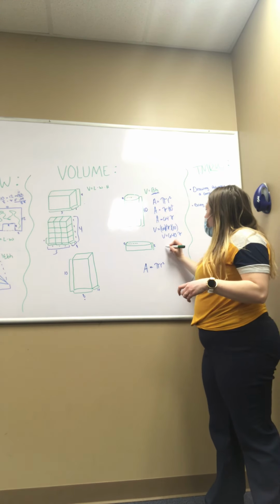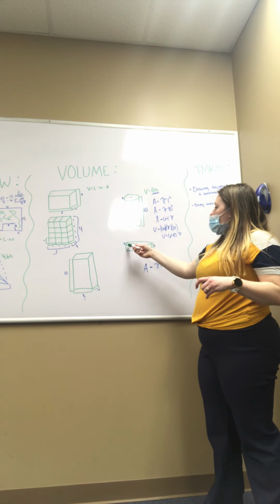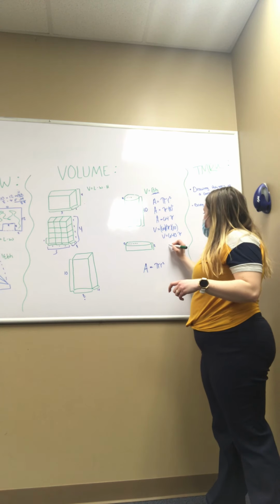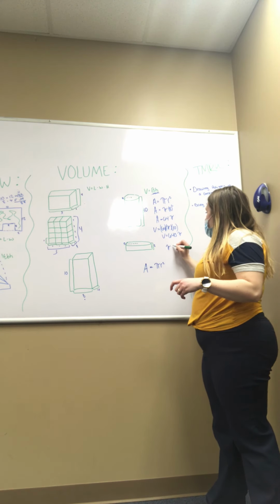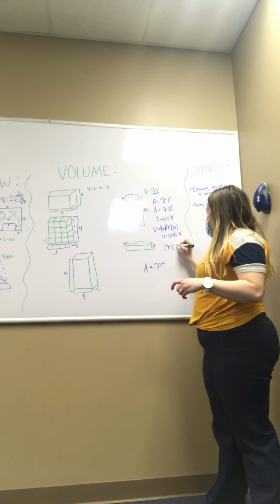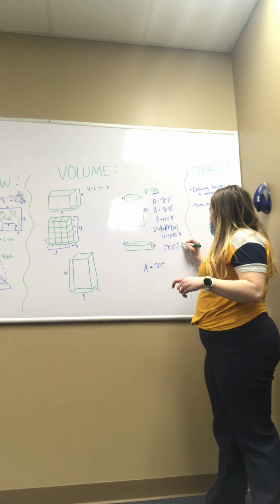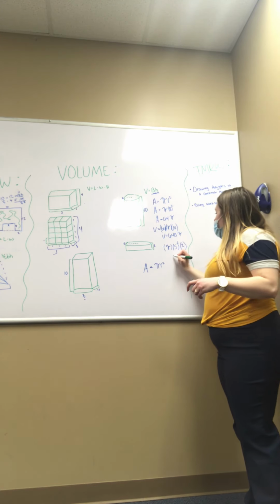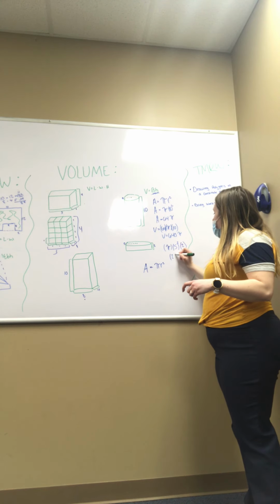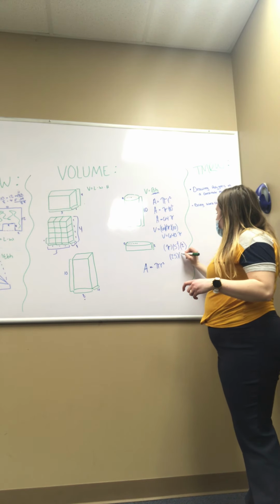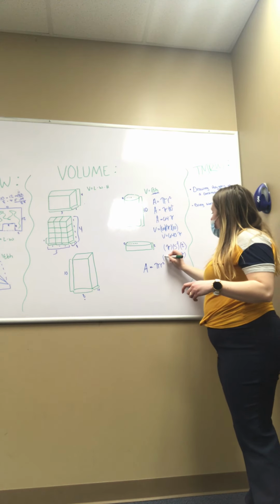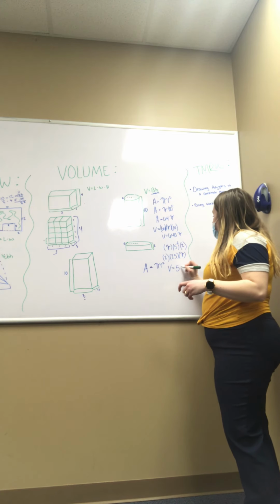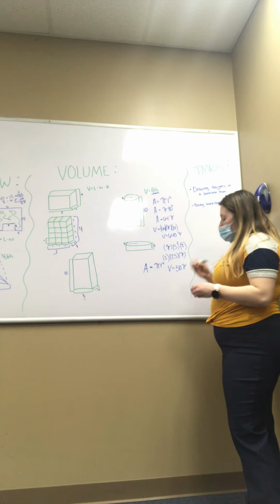But how are we going to find this one? Same way we found this one, right? So first we need to find the area of the circle, right? Which is pi times 5 squared. And after we do that, we're going to multiply by the height, 2. So we'll have 25 times pi times 2. So our answer for this one, volume equals 50 pi.